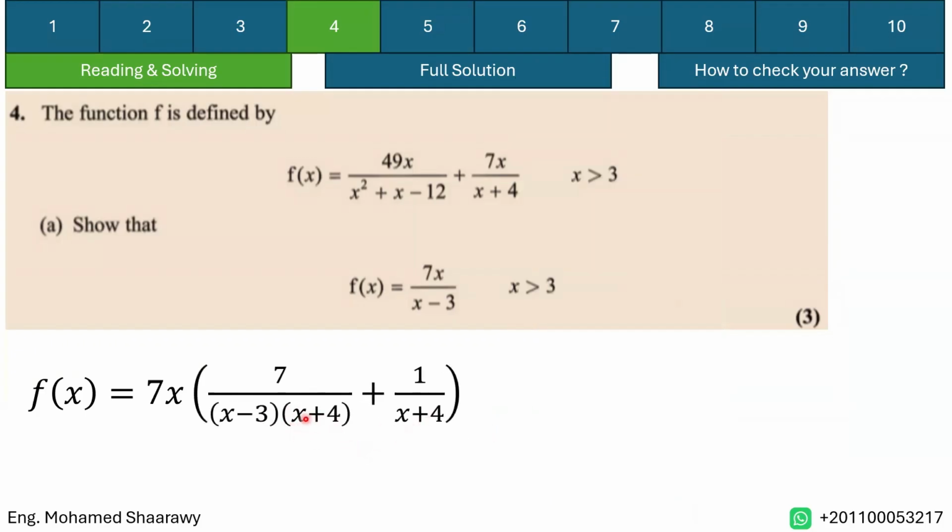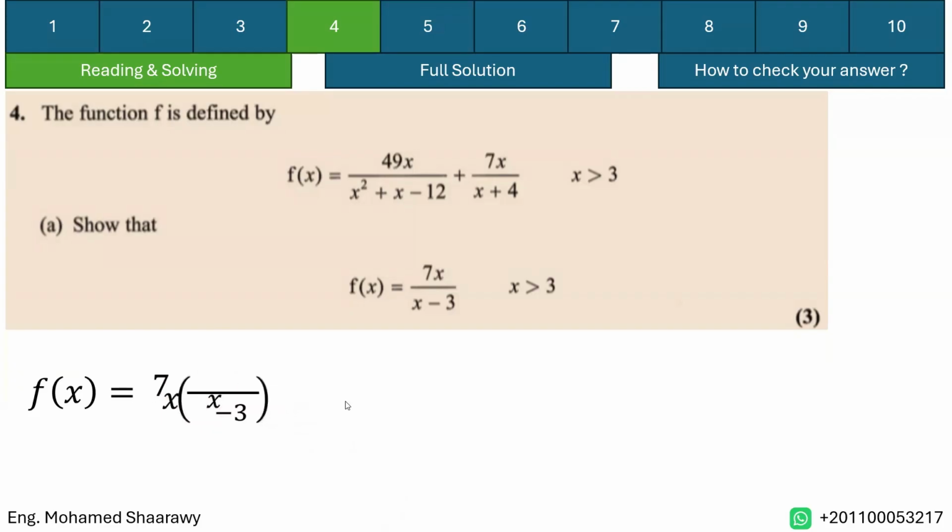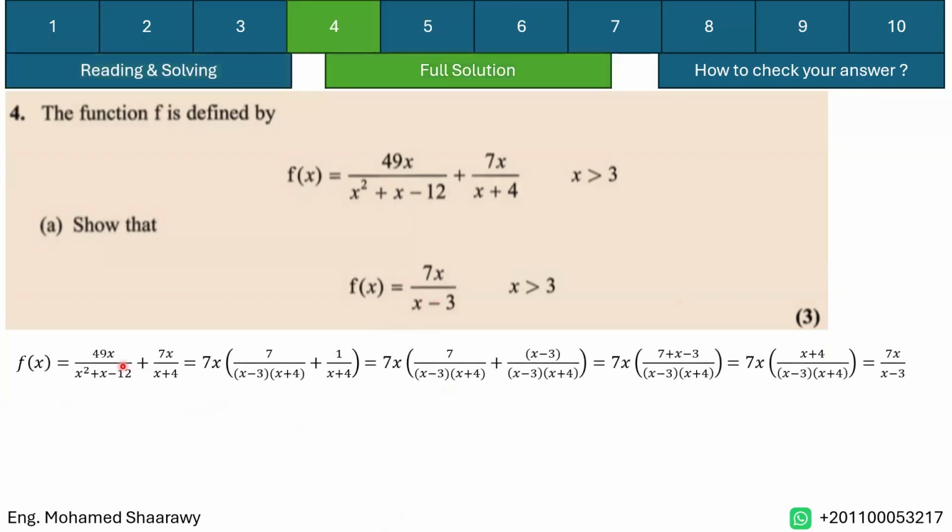And now I can make a common denominator. By multiplying this fraction by x minus 3 up and down, I can now have a common denominator. Let me expand this. X minus 3 times 1 is just x minus 3. 7 minus 3 is just positive 4. X plus 4 will cancel out. And this is actually 7x multiplied by 1 is 7x. And that's the answer he asked for. And that's the full solution. Actually, you don't need to check your answer because it's a show that question.